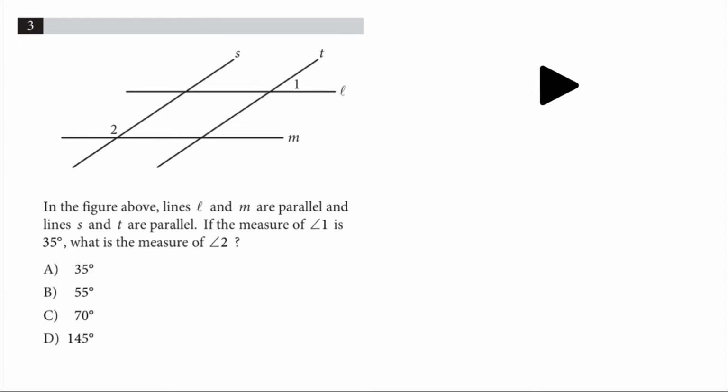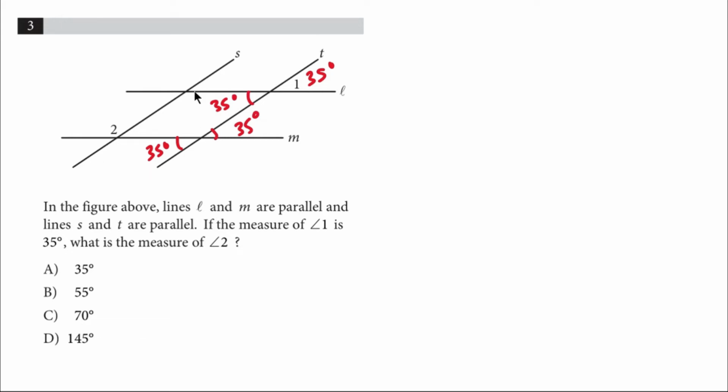In the figure above, lines L and M are parallel and lines S and T are parallel as well. If the measure of angle 1 is 35 degrees, so let's mention it right here, what is the measure of angle number 2? If you remember what the opposite interior angle rule states, well, it states that if you have two parallel lines and other lines in between them, then the interior angles are going to be the same. This is an extremely important rule in geometry, and you should know it for the SAT.